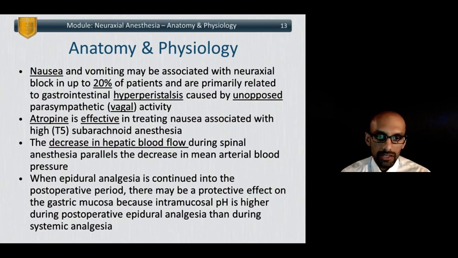Overall, hepatic effects, there's a decreased hepatic blood flow, and that parallels the decrease in systemic vascular resistance. And there's some gastrointestinal effects. Ultimately, when epidural anesthesia is continued in the postoperative period, there may be a protective effect on the gastric mucosa because the intramucosal pH is higher during the postoperative epidural analgesia than compared to conventional systemic analgesia.